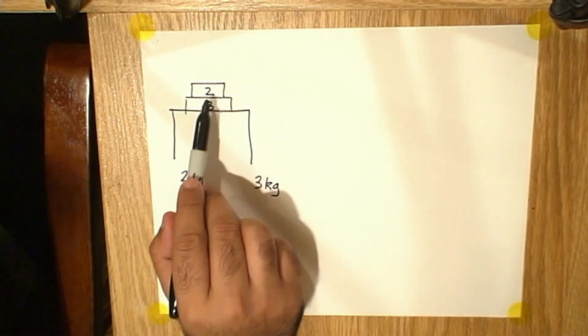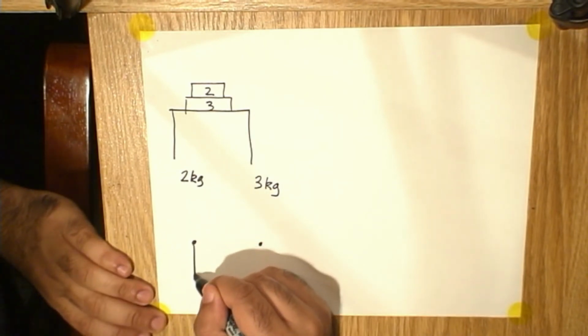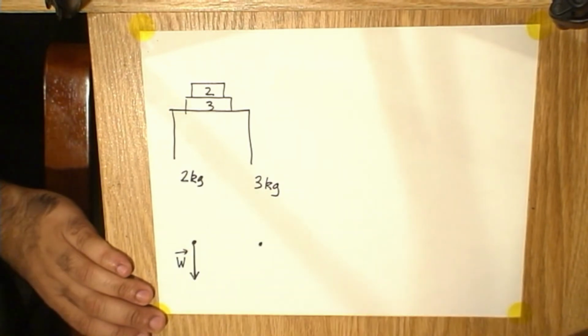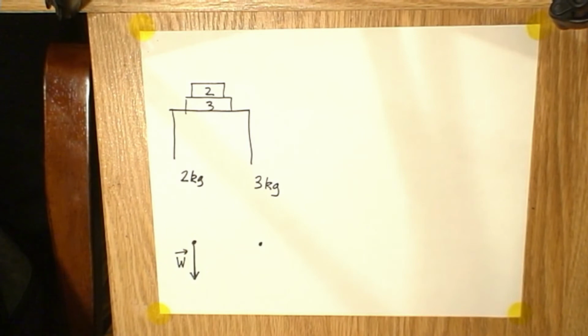Now, the 2-kilogram object is going to feel a weight pointed down. Nothing mysterious there. But it's also going to feel a normal force. And for reasons that will become clear, I'm going to draw this normal force in purple.